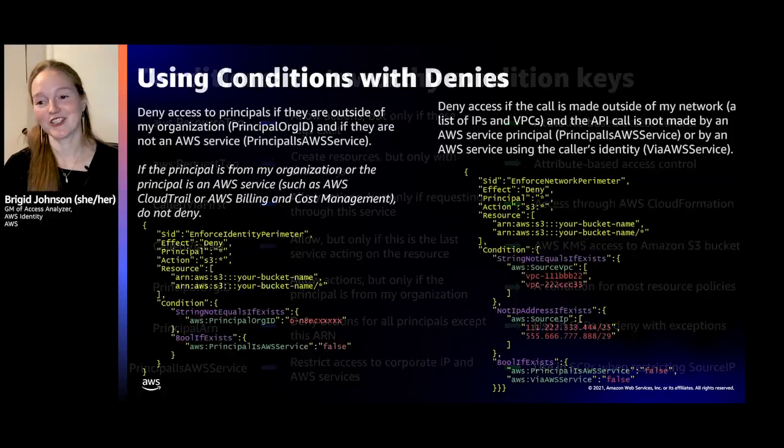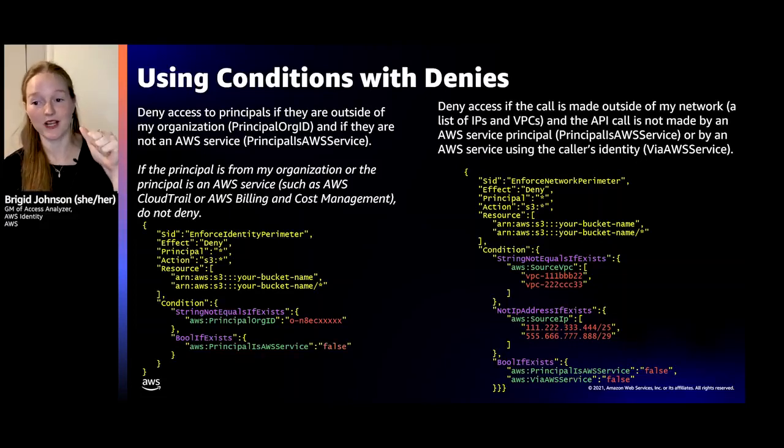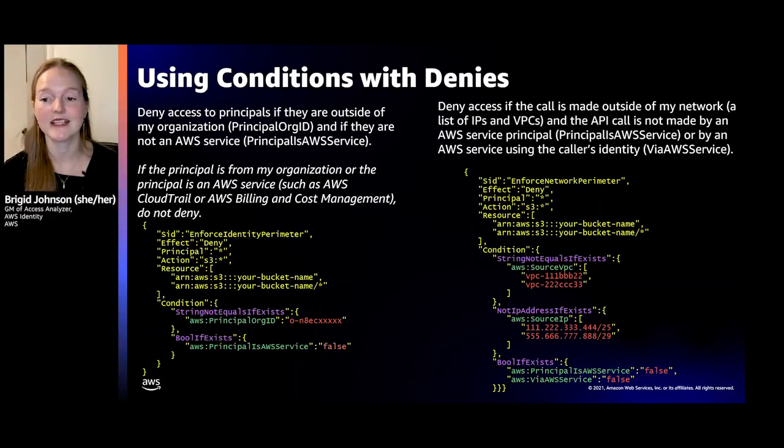And using conditions with denies, I just want to pop in here. So these are some beautiful policies that I got from a coworker of mine. And let's go through them. So the first one says, deny all these S3 actions on this S3 buckets if these conditions are met, right? And that means that the deny kicks in if the principal org ID is not my org and the principal is not an AWS service. And the and comes from those two that there are in the same statement.